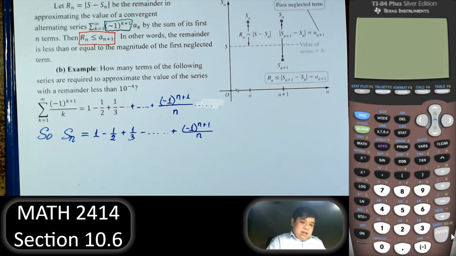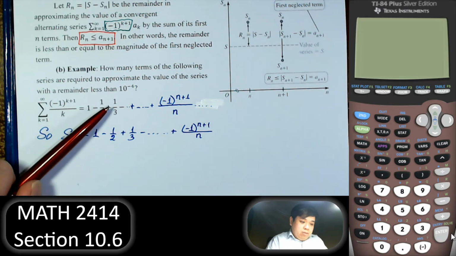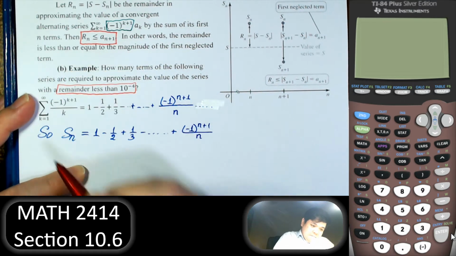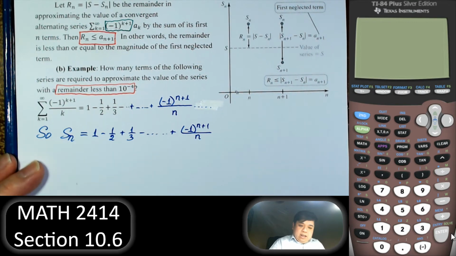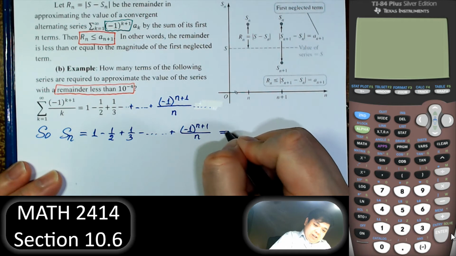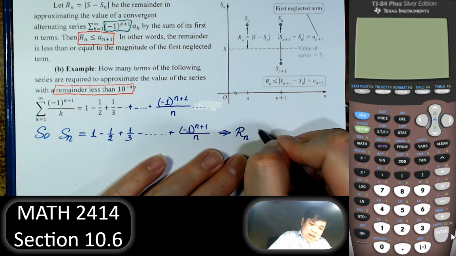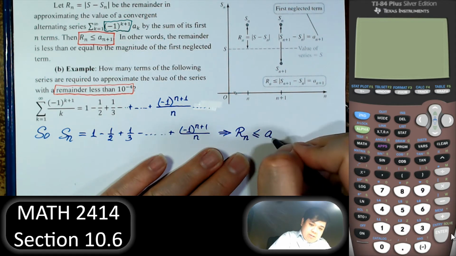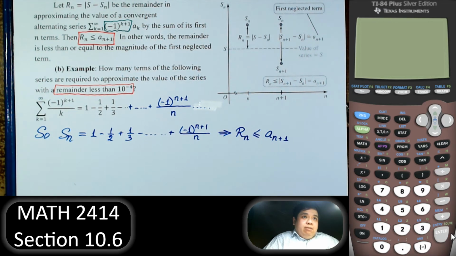And it asks how many terms of this series are needed to approximate the value so that the remainder is less than that. So if this is the case, then the remainder is going to be less than or equal to a sub n plus 1. It's always the case. But what is a sub n plus 1?